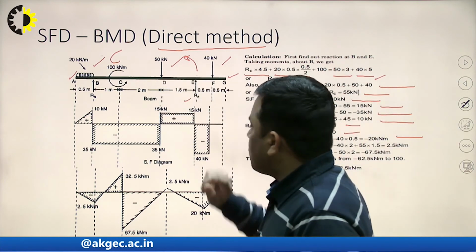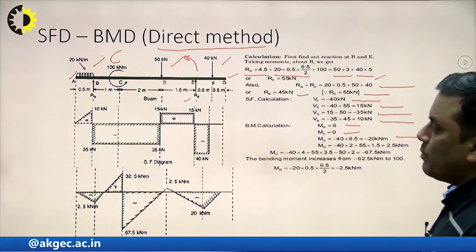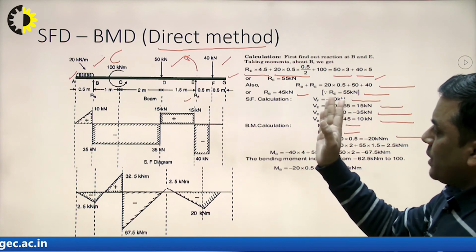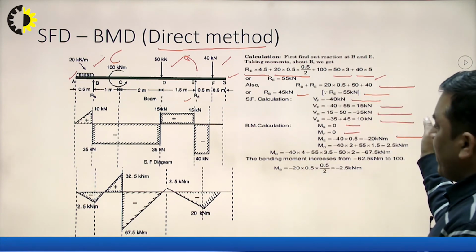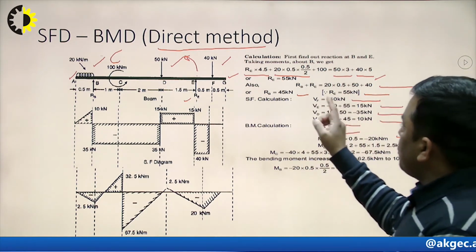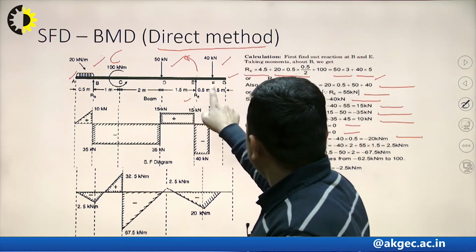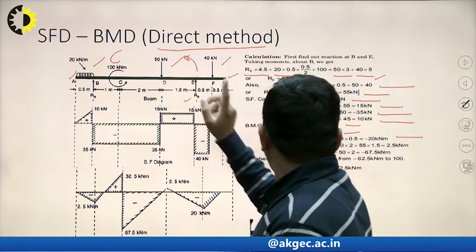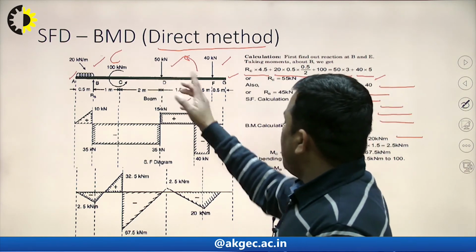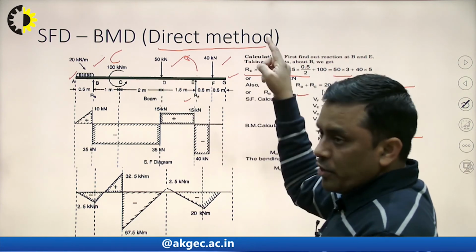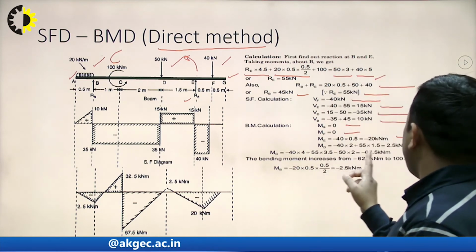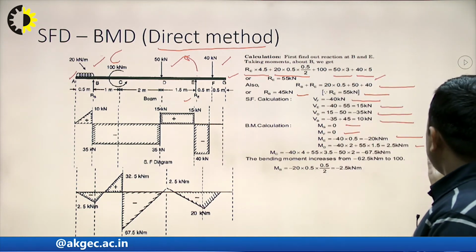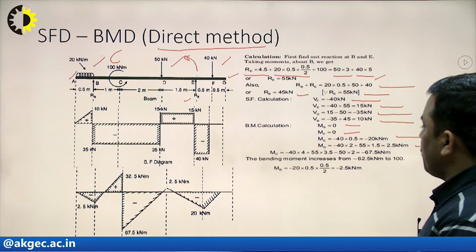Now, come to the point D, the algebraic sum of all the moments due to forces on D or on the right side of D. So, 40 into 2, 55 into 1.5, RE into 1.5, and this 50 will not create any rotational tendency because it passes through point D. So, no rotational tendency about point D. Now, this is coming out to be 2.5 kilonewton meter.